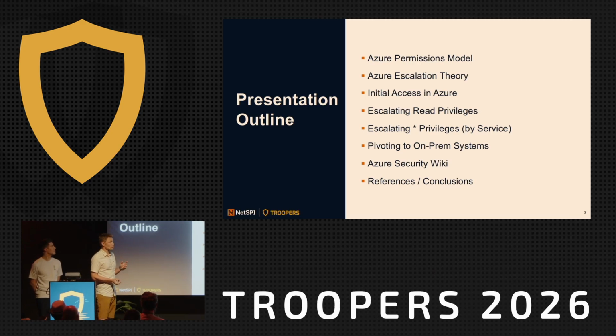We'll then move into initial access in Azure, what that looks like. And then once we have initial access, what do we do with the permissions and privileges that we have? Starting with more of the read type permissions that you might get, and then moving into the CRUD operations, or we'll call them star privileges, and doing that specifically by service where we have some examples. There are so many different services that we can't cover all of them, but we're going to highlight some particularly good ones that work well for privilege escalation.